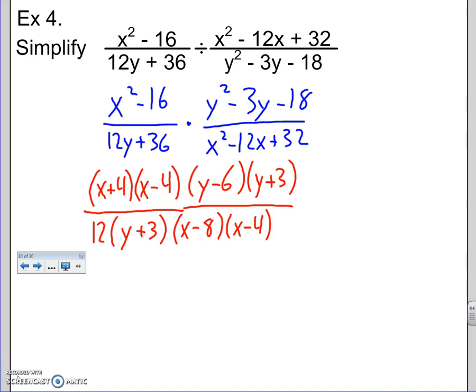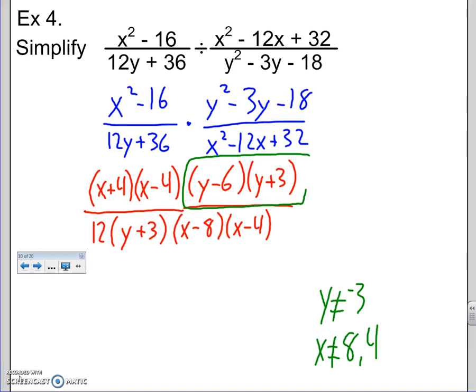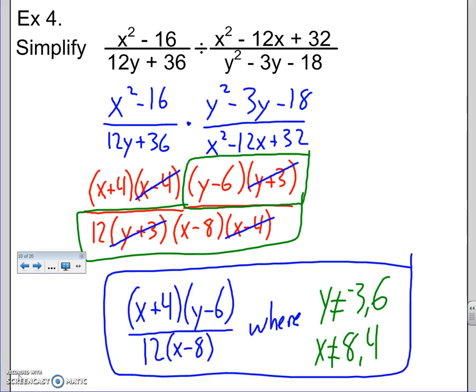Next, I'm going to find my restrictions. There's one extra thing here. If you have division originally, you have to find the restrictions for the whole second fraction. So I have to do this part as well, instead of just the bottom. So the top one has an extra restriction. y can't be positive 6, and the repeat of negative 3. Last, I cross out, and then I'm done. So I end up with that, where I have those 4 restrictions.